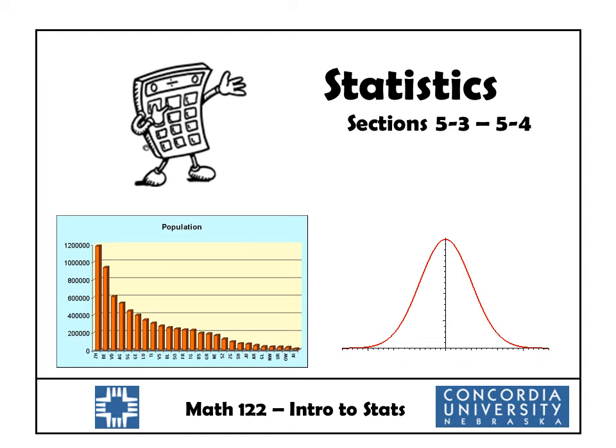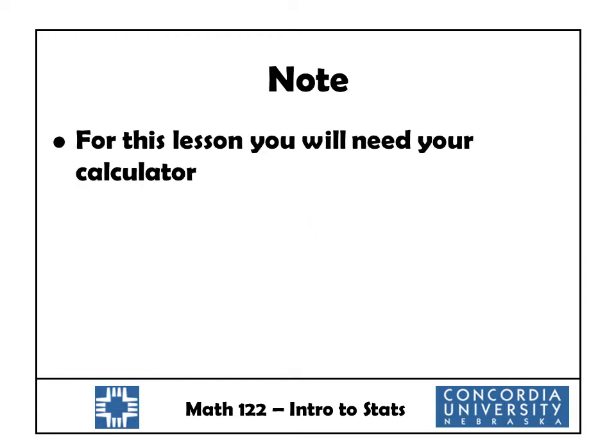Hello, this is the section 5.3 to 5.4 lesson. In this section we're going to talk about a specific type of random variable and its associated probability distribution. Now for this lesson you're going to need your calculator.